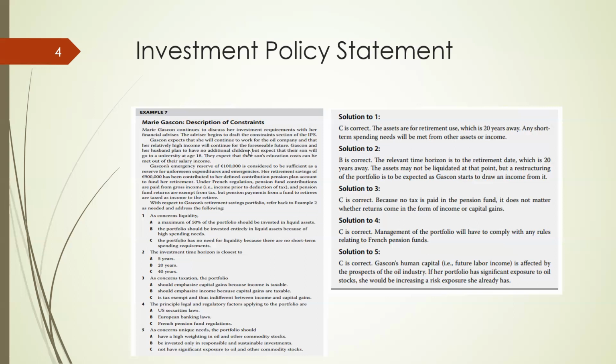Gascon and her husband plan to have no additional children, but expect that the son will go to university at age 18. So no additional children, so no additional expenses to be provided for kids, but college education starts at age 18. We don't know what is the current age of the son, not mentioned. They expect that their son's education costs can be met out of their salary income. So their liquidity is good. From salary income, savings for the college education is not needed. Gascon's emergency reserve, 100,000 euros, is considered to be sufficient as a reserve for unforeseen expenditures and emergency.